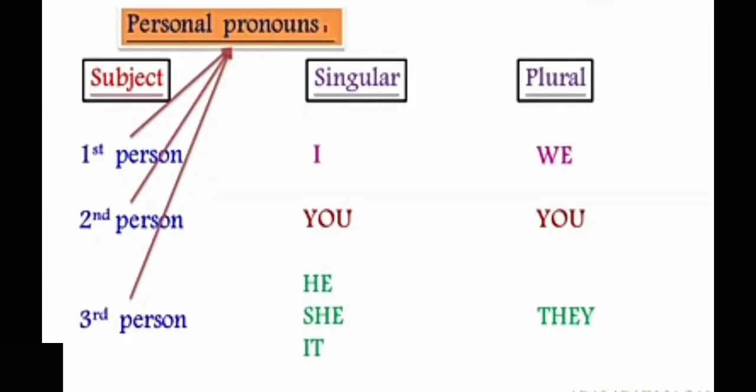Before starting the structure of the sentence, let us know the personal pronouns. There are 7 basic pronouns in English grammar. They are I, we, you, he, she and it. You can be used singular as well as plural. And we can classify them in 3 categories: first person, second person and third person.